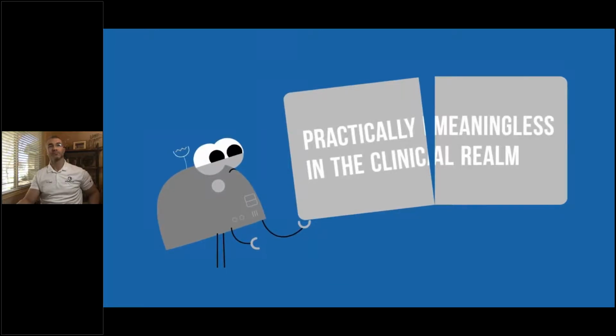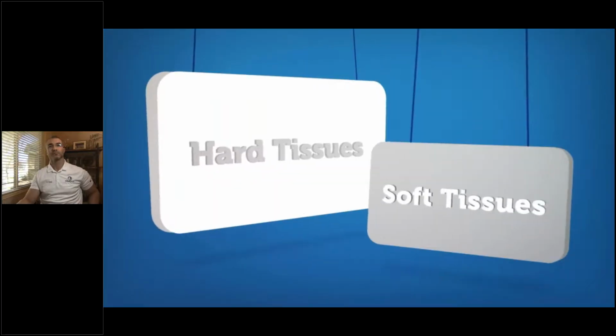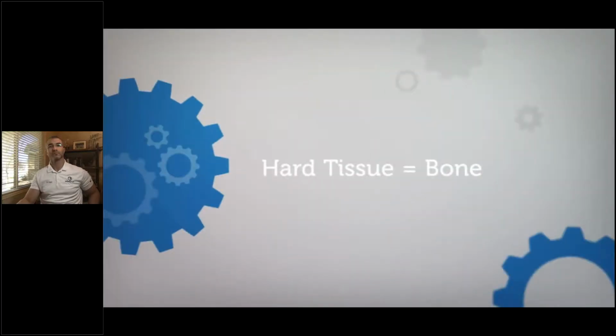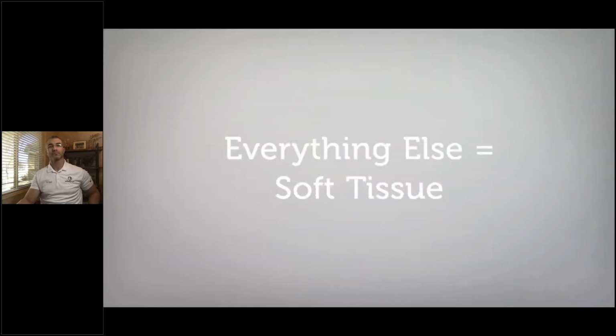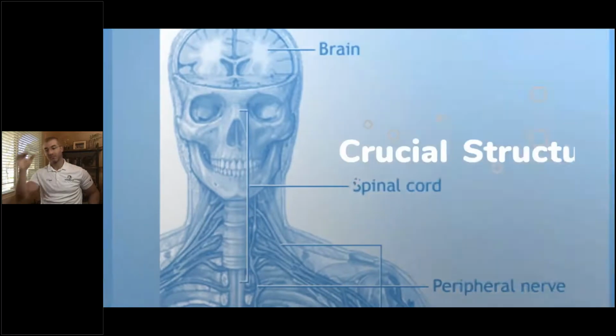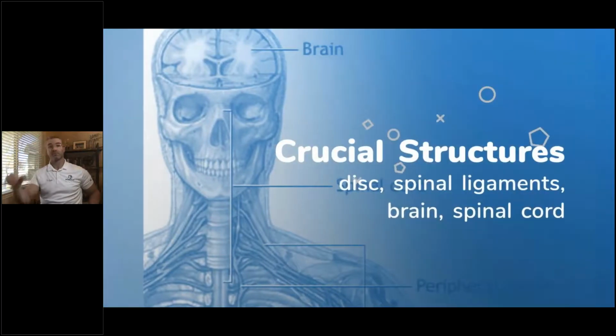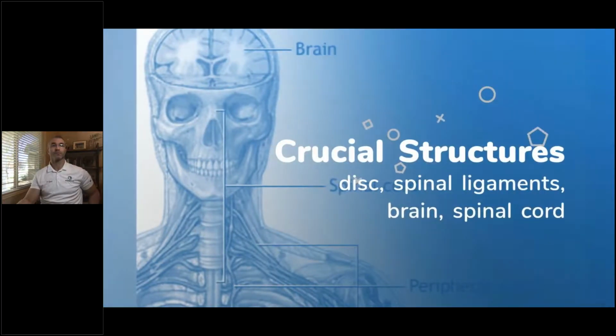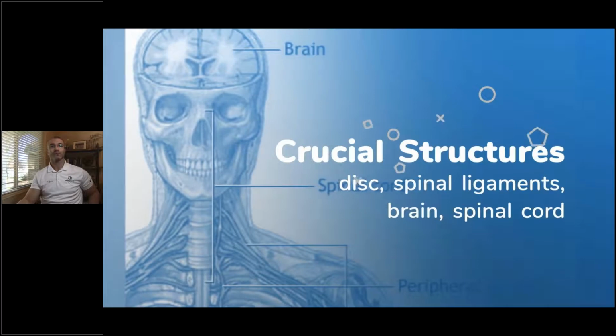The body is comprised of both hard and soft tissues. The hard tissues are bones, and everything else is considered a soft tissue. So things like disc, other spinal ligaments, brain, spinal cord, very crucial structures that when damaged make up the absolute worst kind of injury that you can have.